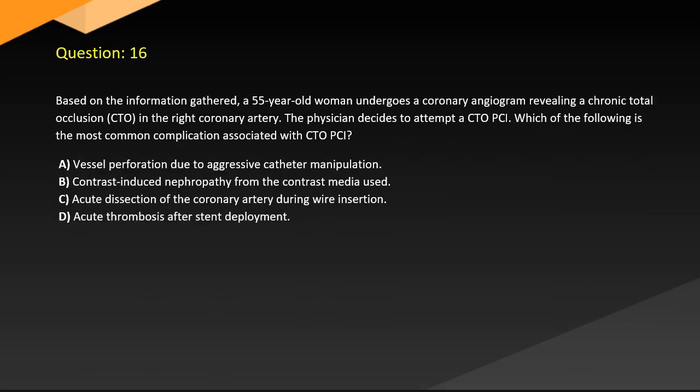Question 16. Based on the information gathered, a 55-year-old woman undergoes a coronary angiogram revealing a chronic total occlusion (CTO) in the right coronary artery. The physician decides to attempt a CTO PCI. Which of the following is the most common complication associated with CTO PCI?